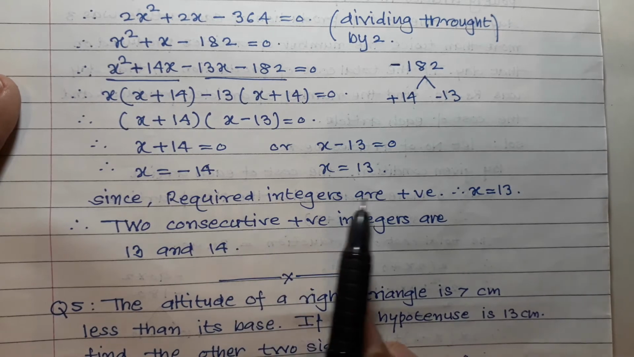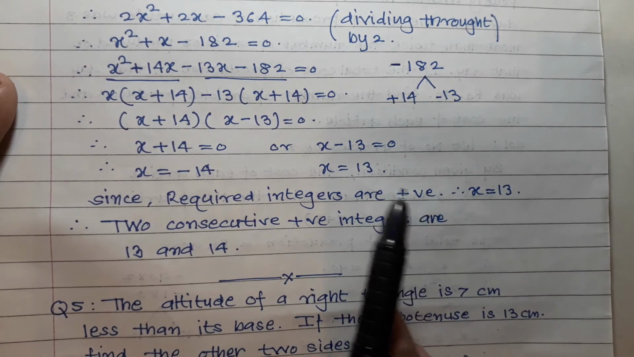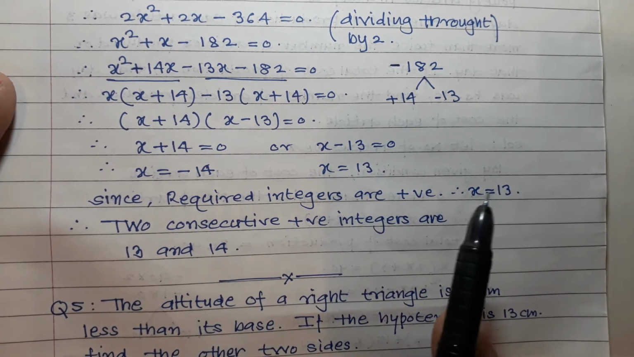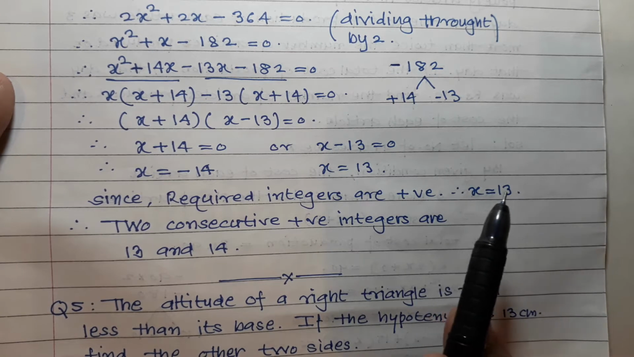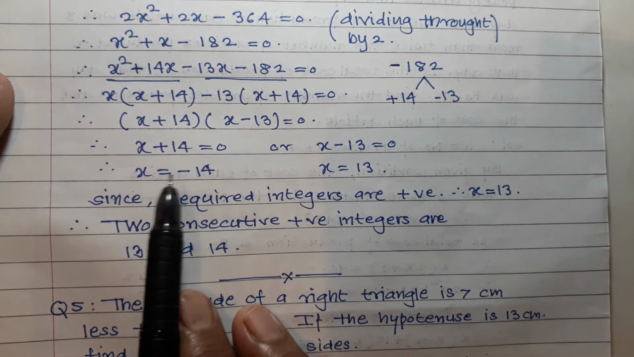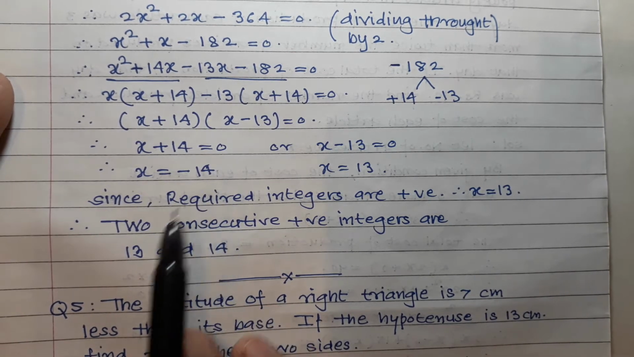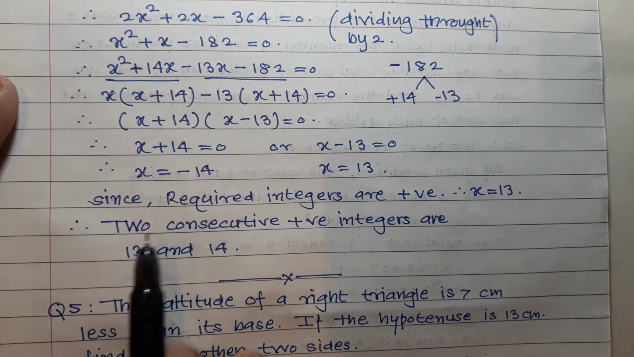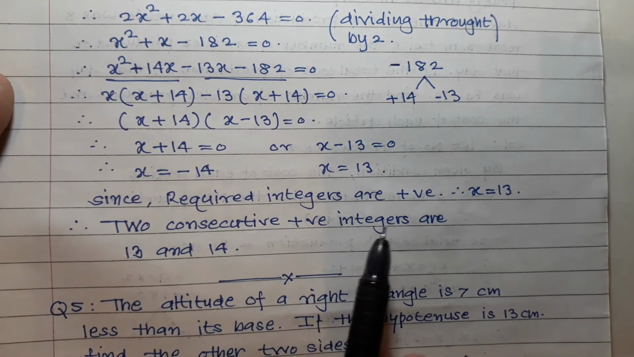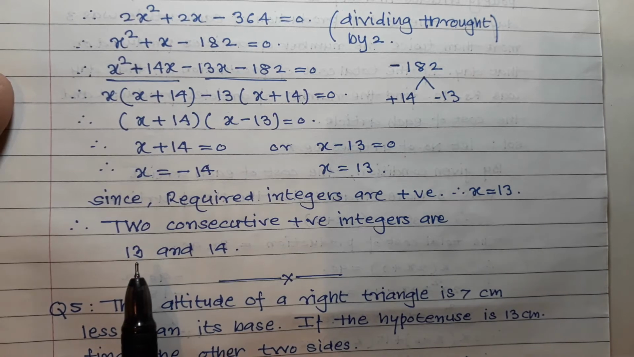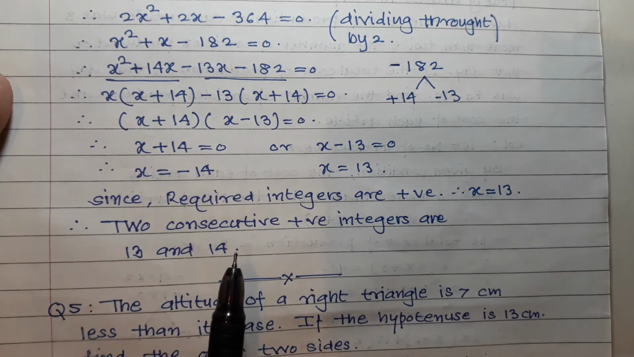Since the required integers are positive, as it is given, therefore x is equal to 13 and x is not equal to minus 14, and hence the two consecutive positive integers are 13 and 14.